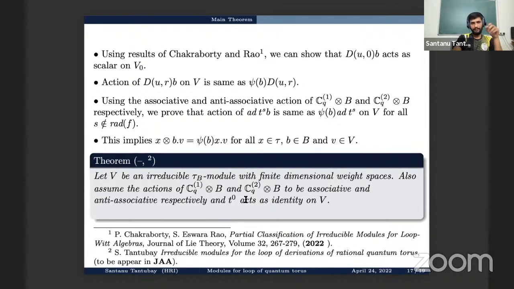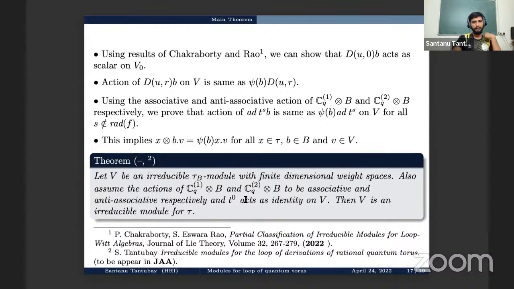So from the previous discussion, we can prove the following. Suppose we have an irreducible tau_B module with finite dimensional weight spaces, and CQ1 tensor b acts associatively on the module, and CQ2 tensor b acts anti-associatively on the module, and T naught acts as identity on the module. Then it should be an irreducible module for tau.